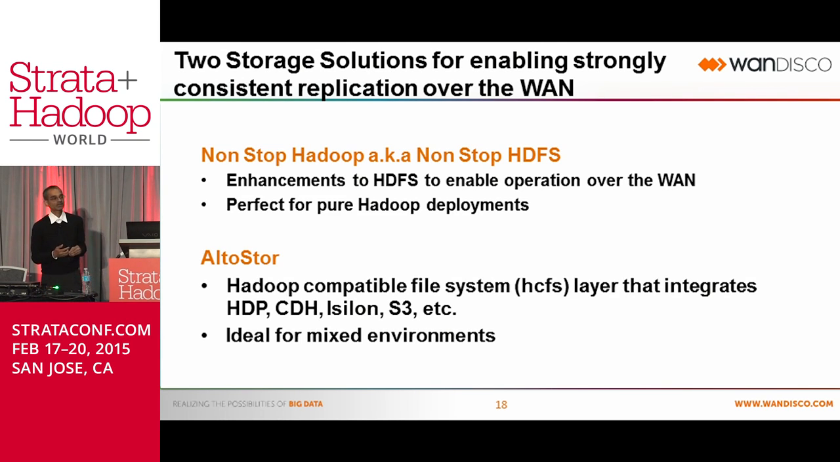We also have a product called AutoStore, which is a Hadoop-compatible file system that integrates storage of different types. HDFS, CDH, Isilon, S3, you can have all of these or any of these in data centers. We offer a single, unified, strongly consistent view of the data using our Hadoop-compatible file systems. So your ingest and analytics applications talk to our AutoStore layer, and the data is replicated with strong consistency between these disparate storage systems. It's ideal for mixed environments. You can mix different versions of the same distro, different distributions, and so on.